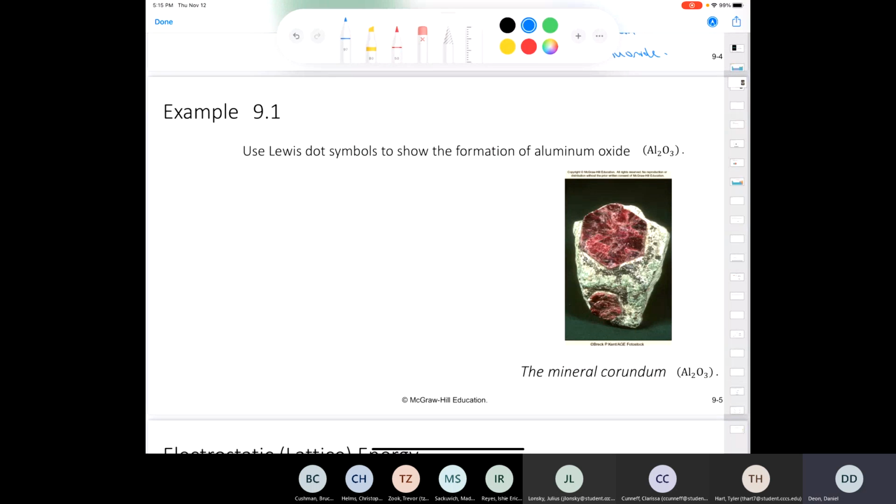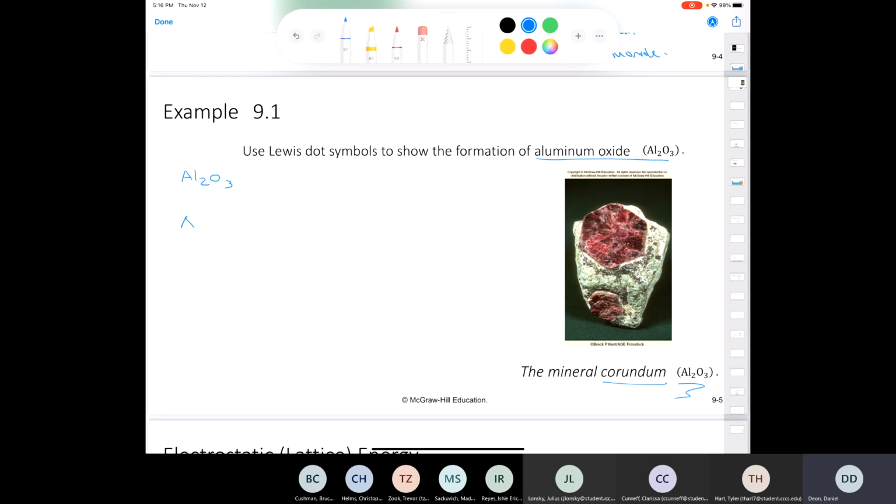Example 9.1 says use Lewis dot symbols to show the formation of aluminum oxide, Al2O3. Now we've already covered nomenclature, and so you know how to name this compound, and you know how to put the formula together. Aluminum oxide is found in the mineral corundum. Ruby and sapphire are varieties of corundum. Well, let's make this as simple as we can. In Al2O3, I have 2 aluminum atoms, don't I?